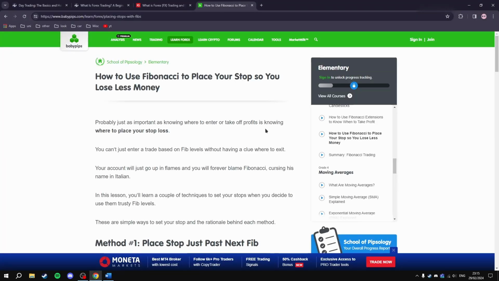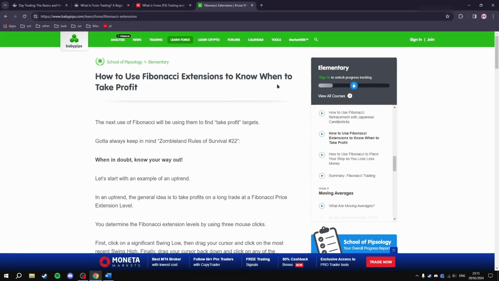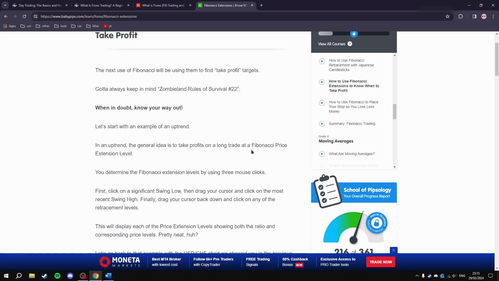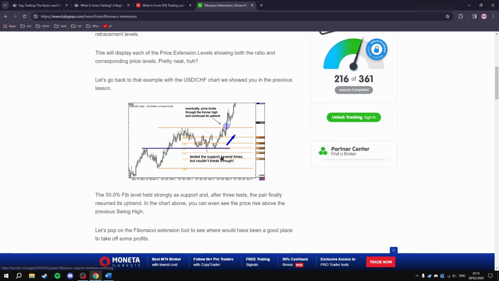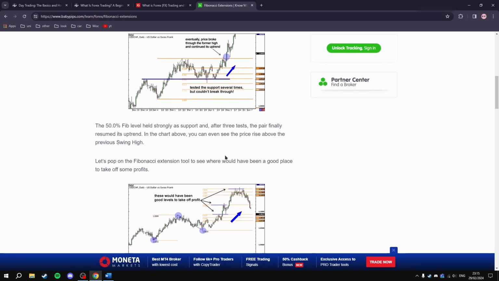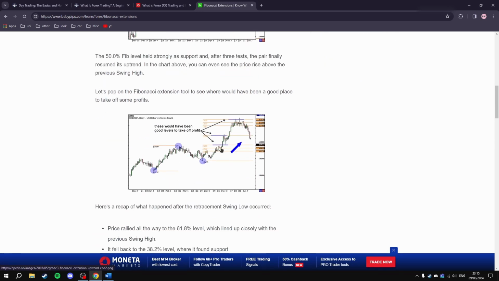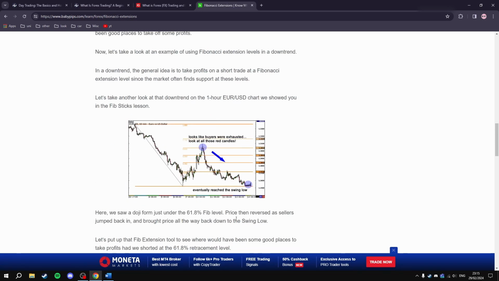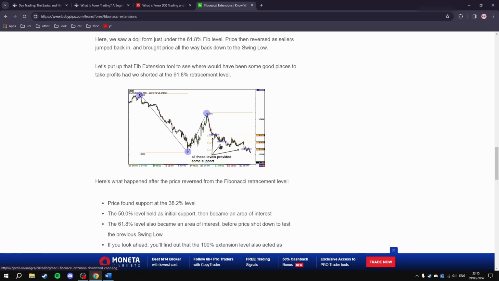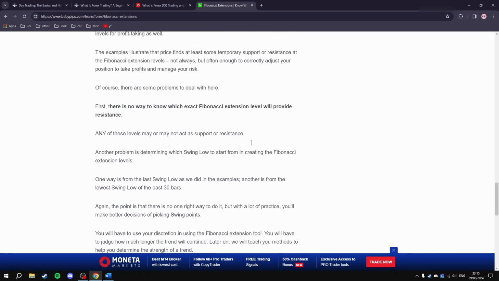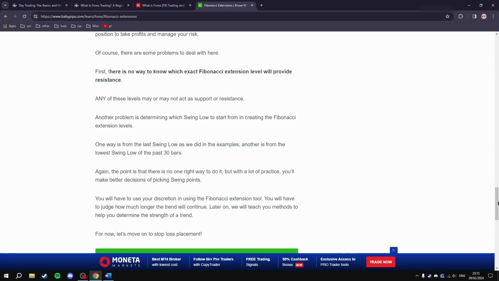So in the last video we went through how to use Fibonacci extensions to know when to take profit. We learned about when the Fibonacci levels would be. For uptrends it will be like resistance levels to take the profit, and for downtrends, that's going to be like areas of support basically. And then we noted that there's no way to know which exact Fibonacci extension level will provide resistance. So any of these levels may or may not act as support or resistance. So yeah, take it with a pinch of salt, I guess.